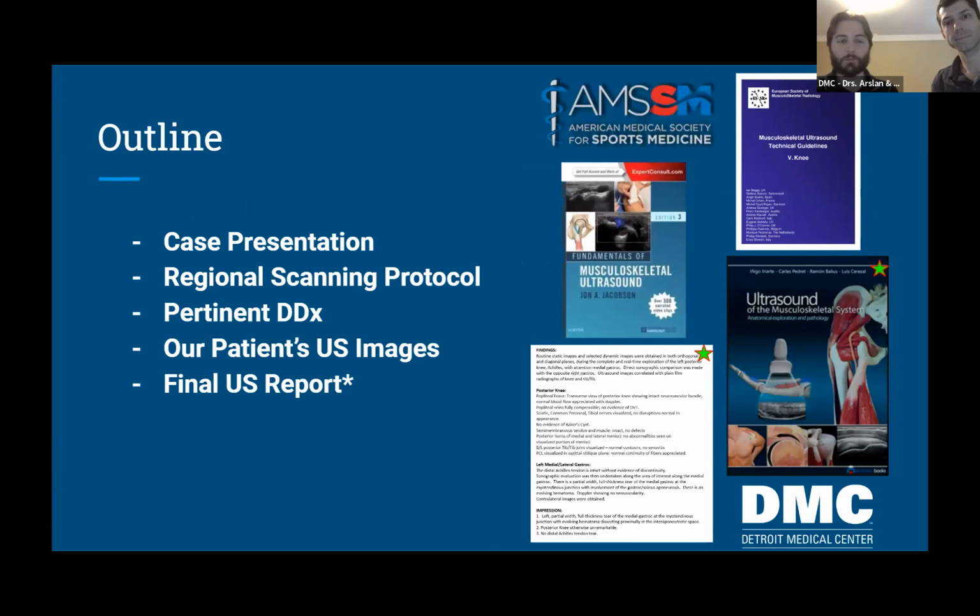So to start with our outline, today we'll be presenting our case. We'll be going over the regional scanning protocol for the posterior knee, giving some pertinent differential diagnoses. And throughout the talk, we'll be presenting the images from our patient ultrasound, and we'll be building the ultrasound report along the way as we go. Instead of giving all the findings at the end, you're going to see some white boxes with black text in them that are correlating to either the images or the videos on screen. And that's going to be the exact verbiage that we're putting into our final report. So we're building it along the way. So keep an eye out for that.